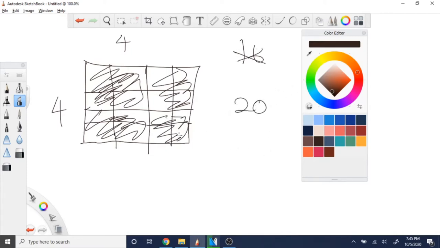So yeah, that was that. But now let's count the other ones. There are other ones we could do. So we could have, let's see, this one. This one, we could have this one. Okay, so we could have this square. There's another square. So that's 21.